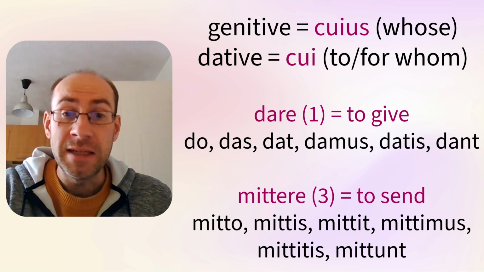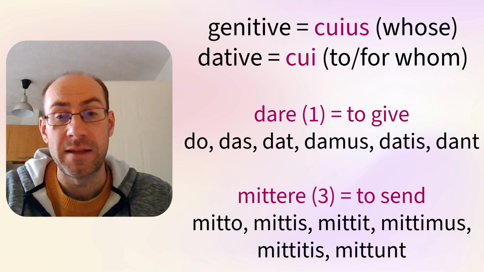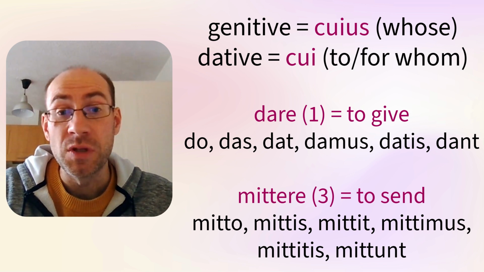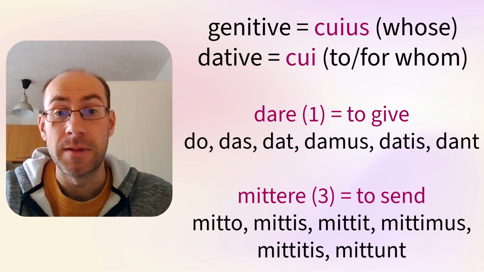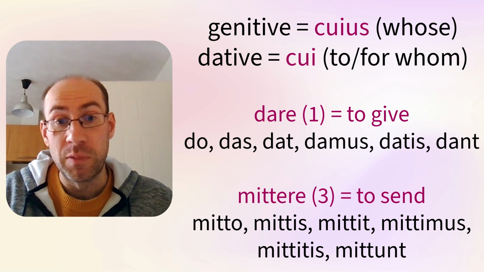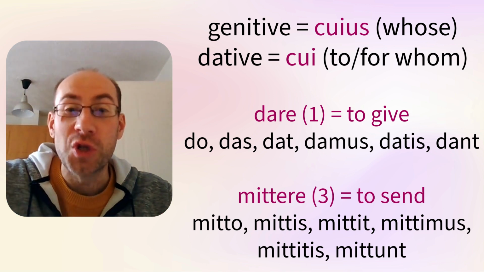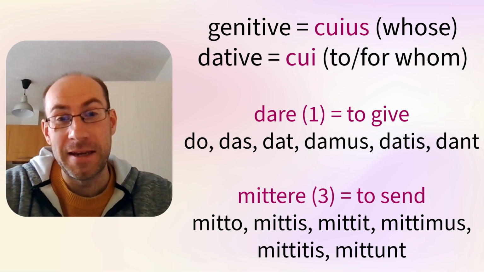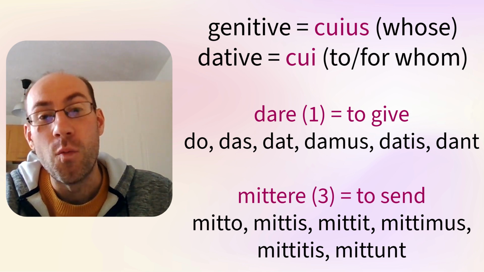Mittimus, we; mittitis, mittunt. Mittere, repeat it, guys, with me. Mittere, to send. Mitto, mittis, mittit, mittimus, mittitis, mittunt. One last time. Mitto, mittis, mittit, mittimus, mittitis, mittunt. So let's do two further sentences employing this verb, mittere, to send. Because you send something to somebody. And the something is the accusative, because that's what you're directly sending, the object. But the to whom, for whom, will be your dative.